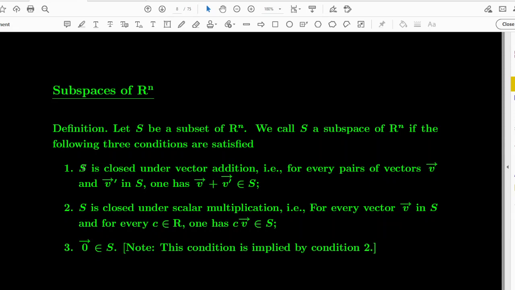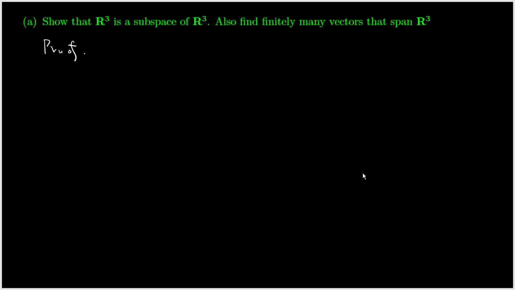To say S is closed under the vector addition, we'll verify that first. You choose two arbitrary vectors from S, and then you want to show the sum of the two vectors is also in S. For this question, it's kind of obvious. Still, I want to write the full proof. We choose two arbitrary vectors from R3. Now I'm trying to verify the first condition: we want to show S is closed under vector addition.